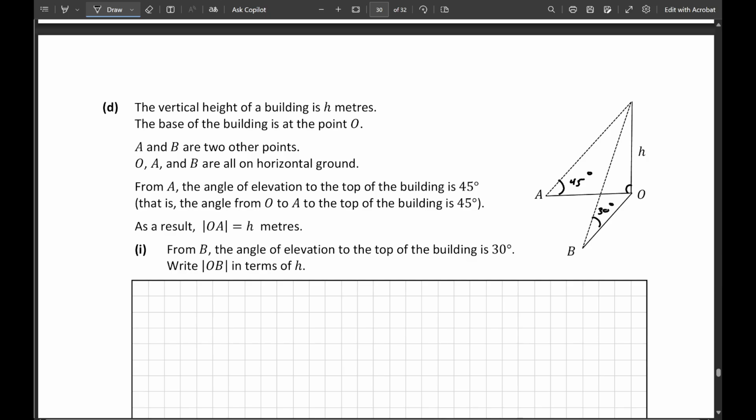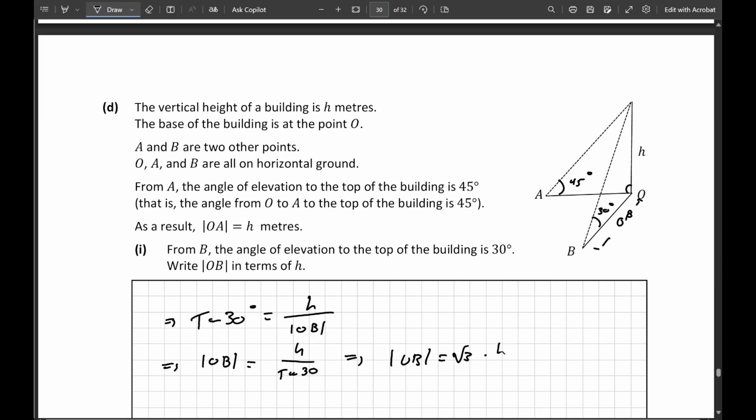So this is fairly straightforward. We have OB, that length there. So tan of 30 is the opposite side, h, all over the side length OB. So OB is h over tan of 30. Converting my calculator back into degrees, 1 divided by the tangent of 30 is square root of 3. So OB is square root of 3 times h. Does it give units? Units of meters. Okay, perfect.